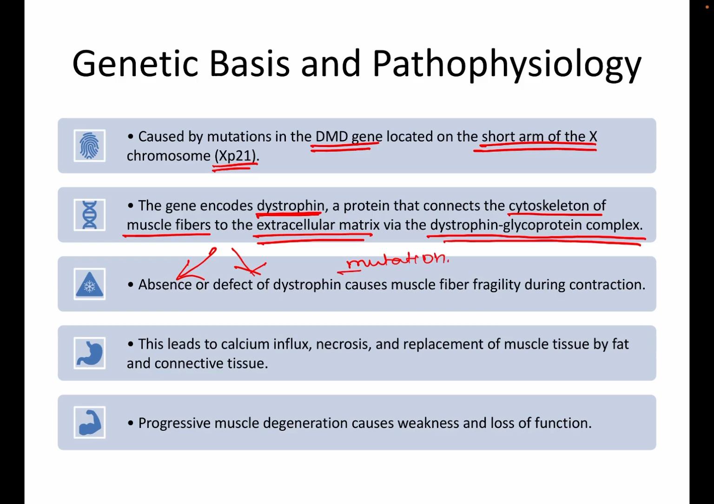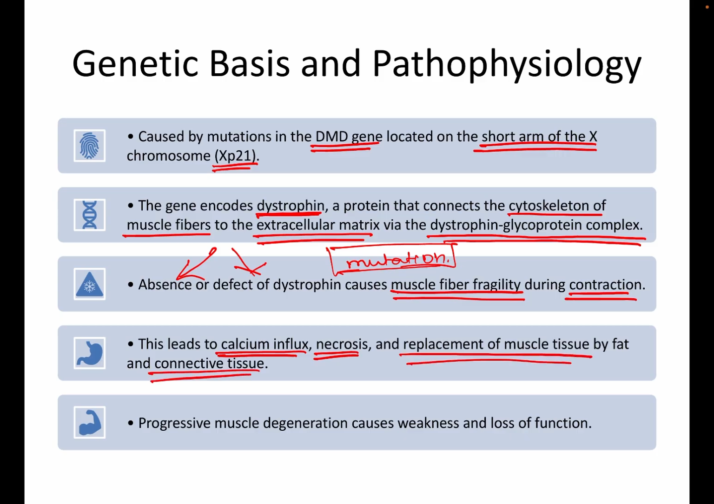This is the basic pathology in case of Duchenne muscular dystrophy, which will result in muscle fiber fragility during contraction. This leads to more calcium influx, necrosis, and replacement of muscle tissue by fat and connective tissue. Then progressive muscle degeneration causes weakness and loss of function.